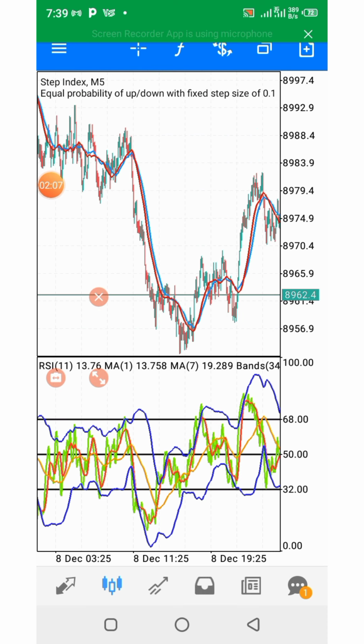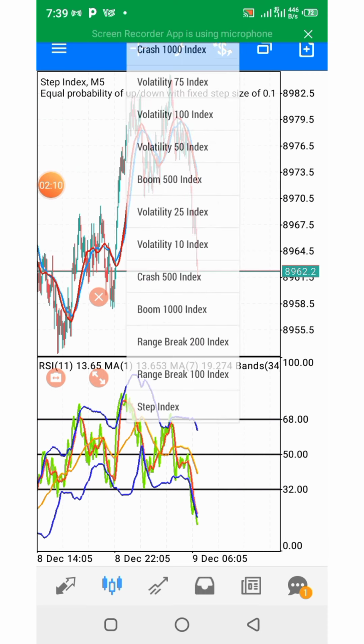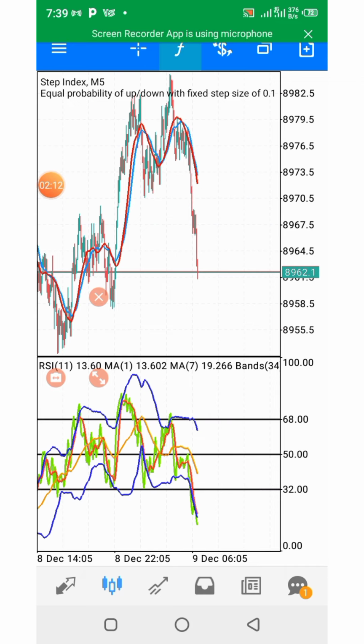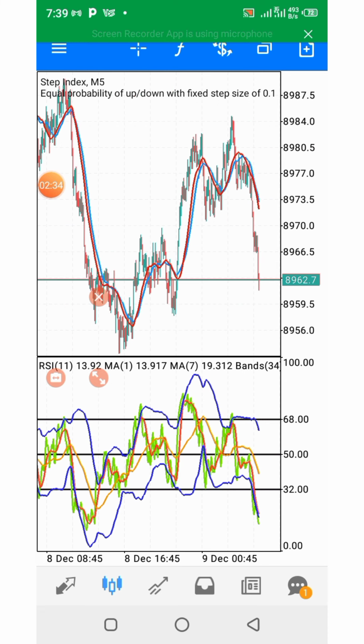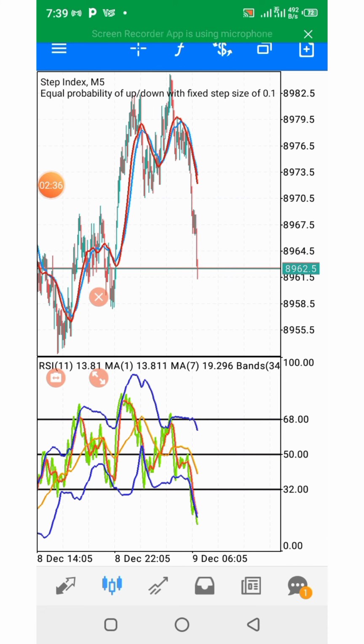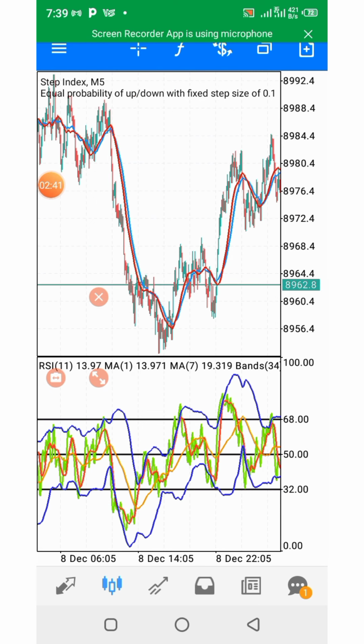Here we have Bollinger Bands, in two places. In your indicator window, you have the relative strength index, moving average, Bollinger Bands, and then moving average. This strategy, I'm telling you, works perfectly well.